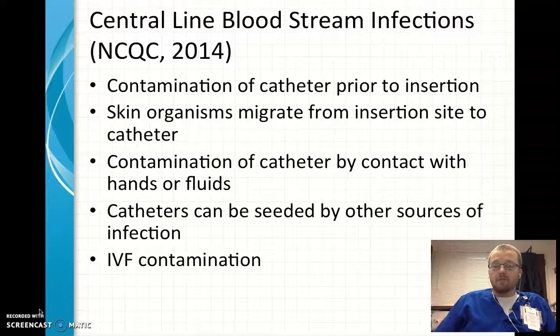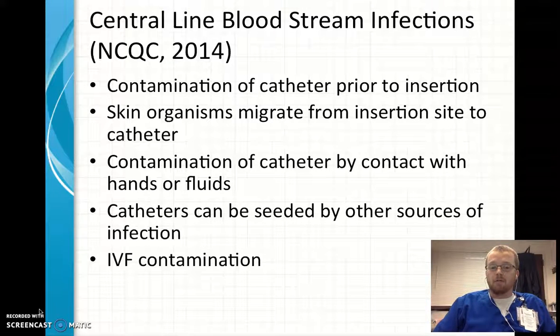Catheters can also be what's called seeded by other sources of infection. This is where an infection is already set up in another part of the body, from a ventilator or a surgical site, for example, and that infection can travel to the catheter and infect the catheter, and the infection may clear up at the surgical site or the ventilator, and it may reintroduce from the catheter. And then an extremely rare instance of contamination can actually be from the IV fluids themselves.